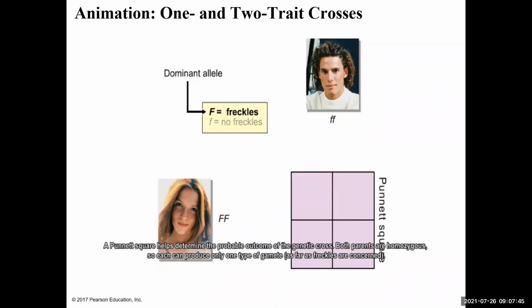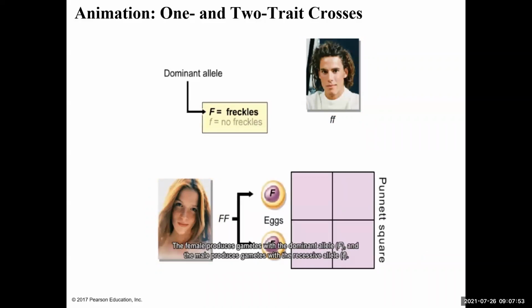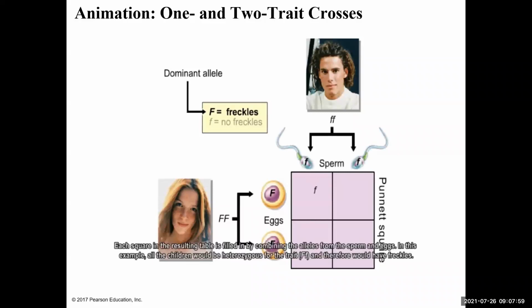Both parents are homozygous, so each can produce only one type of gamete as far as freckles are concerned. The female produces gametes with the dominant allele, big F, and the male produces gametes with the recessive allele, little f. Each square in the resulting table is filled in by combining the alleles from the sperm and eggs. In this example, all the children would be heterozygous for the trait, big F, little f, and therefore would have freckles.